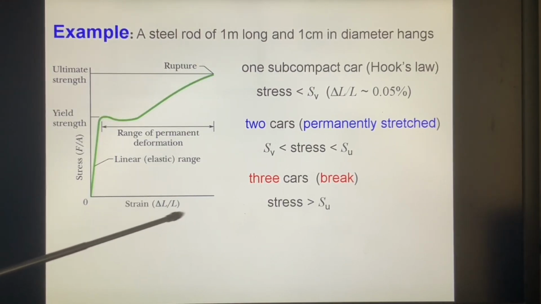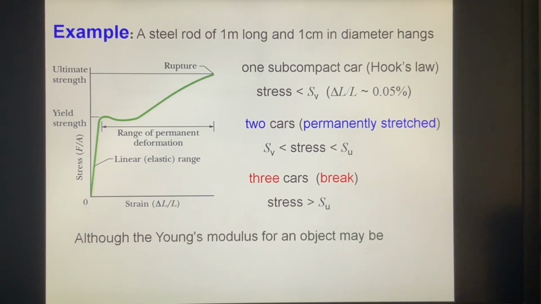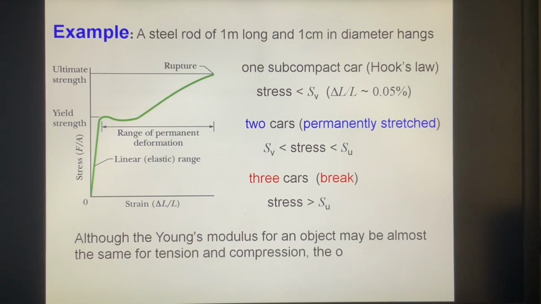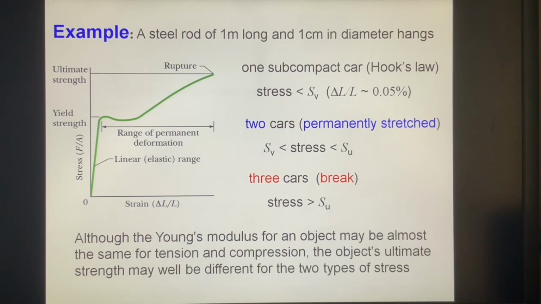This is the relative change. Okay, this is the stress. Although the Young's modulus for an object may be almost the same for tension and compression, the object's ultimate stress may well be different for the two types of stress.